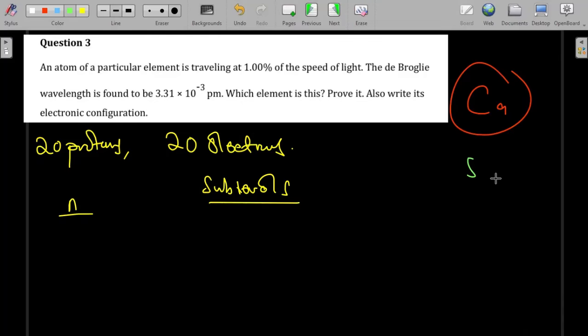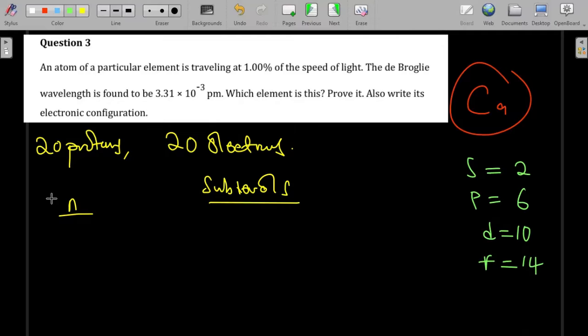We said if we have S, this S can hold up to 2 electrons. If we have P, this P can hold up to 6 electrons. D can hold up to 10. F can hold up to 14.